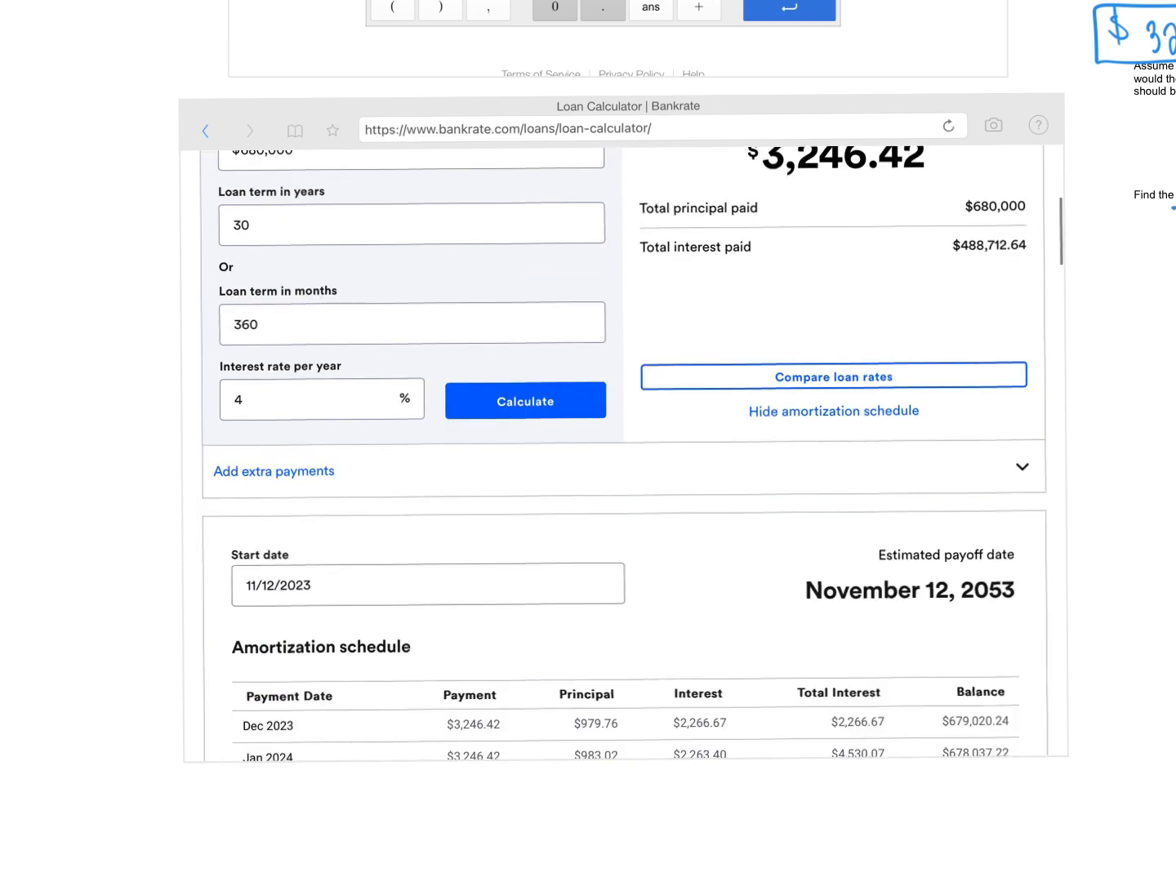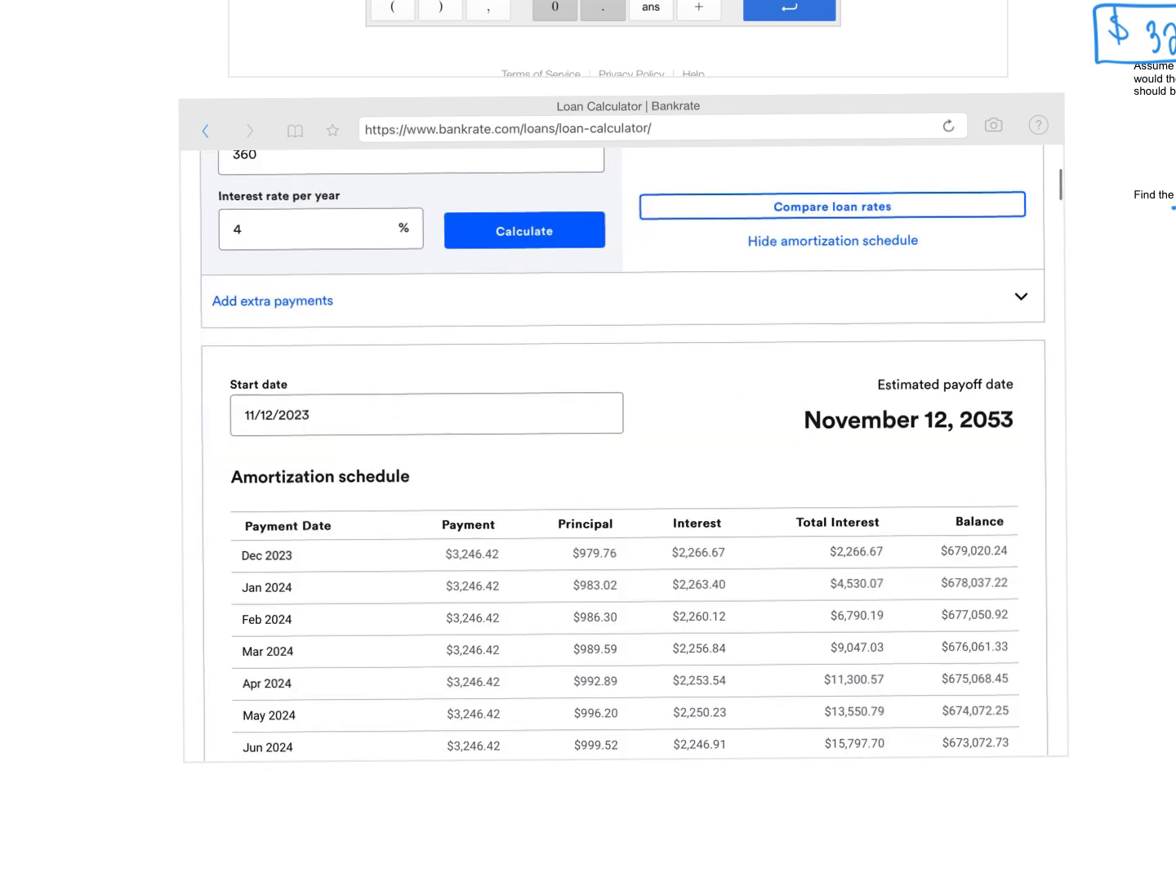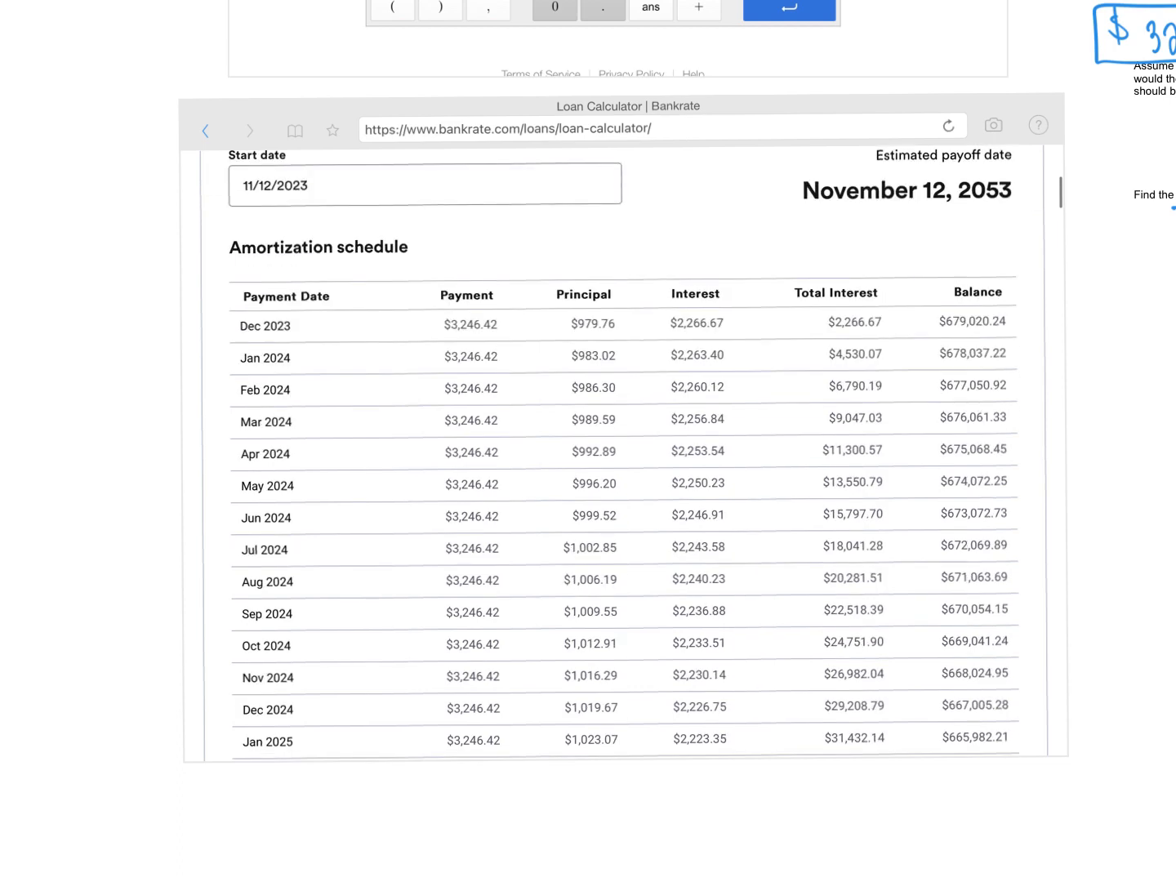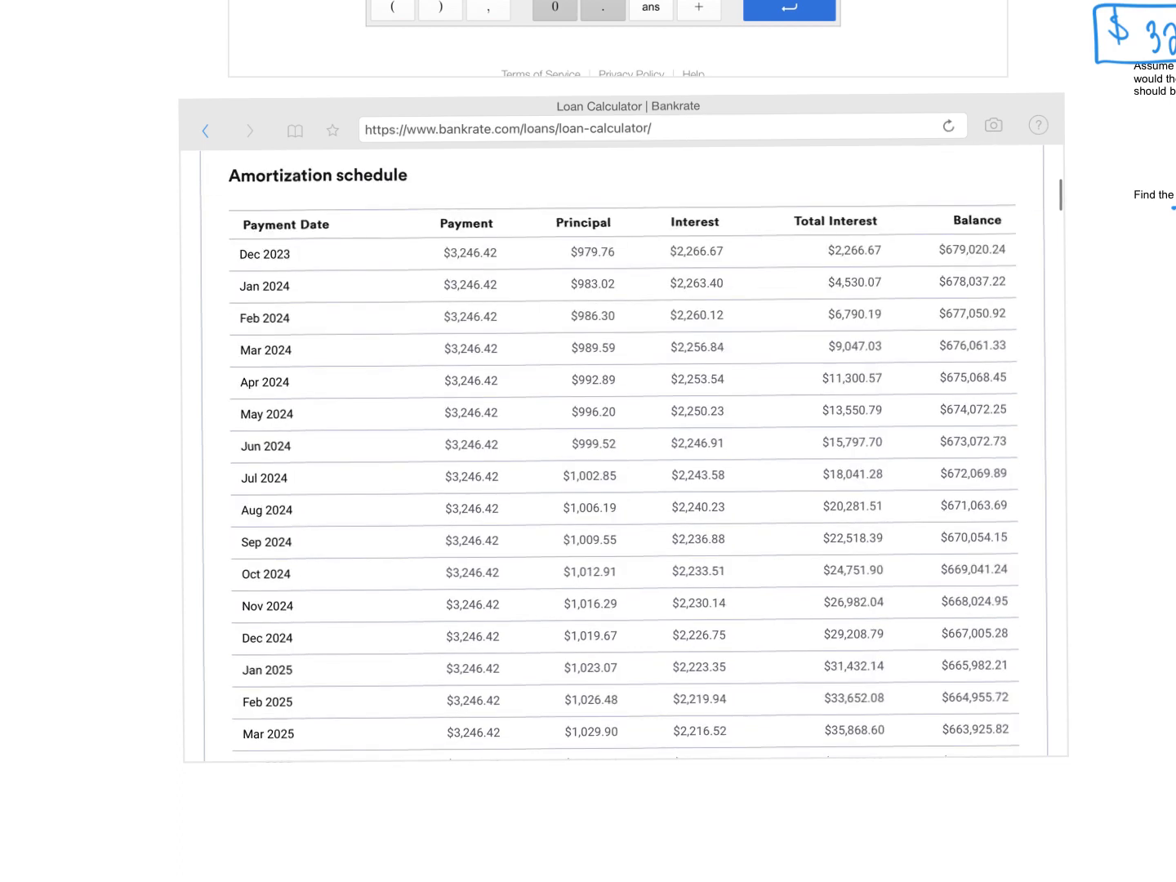And if you click on it, it says show amortization schedule right below the comparing the loan rates. I click on that, and you can see what's happening with every single payment that we're making. So with our first payment of that $3,246.42, we have that the principal amount is $979, and then you can see how much interest is being paid. This is actually simple interest on what our current loan amount is for.